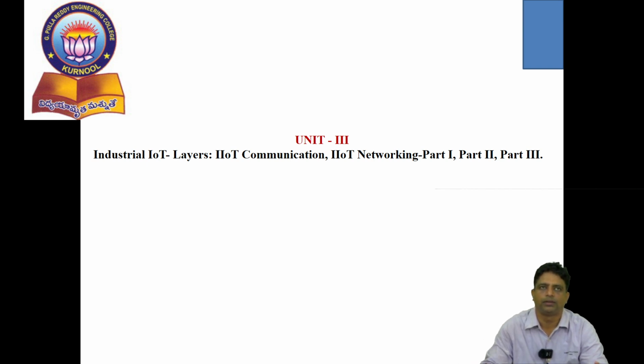Welcome to Unit 3 of Industrial IoT. The concepts here are focused on IoT communication and IoT networking, in Part 1, Part 2, and Part 3. The focus is given more to different types of gateways and different types of network arrangements that are being carried out. In an IoT network, in general, we will see four major elements, including the object.